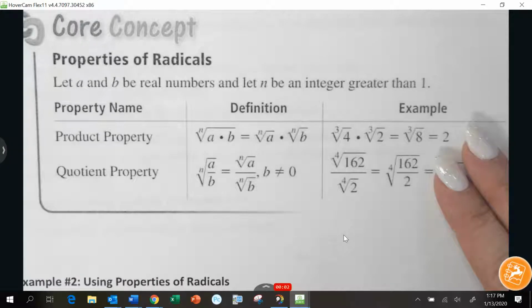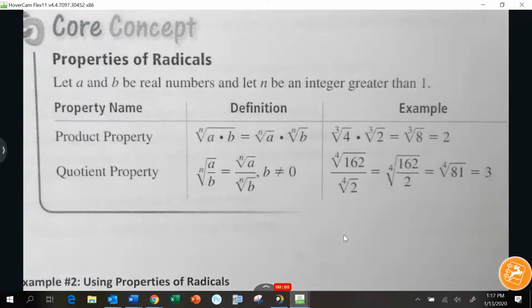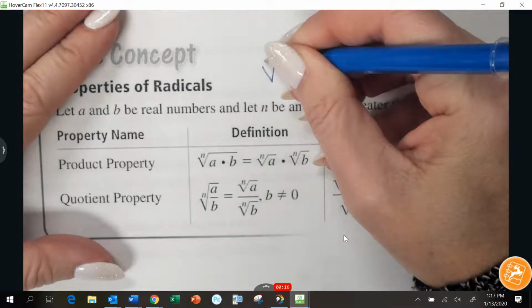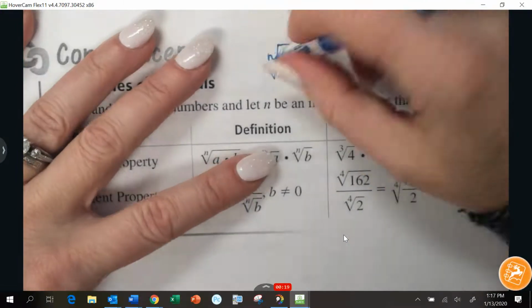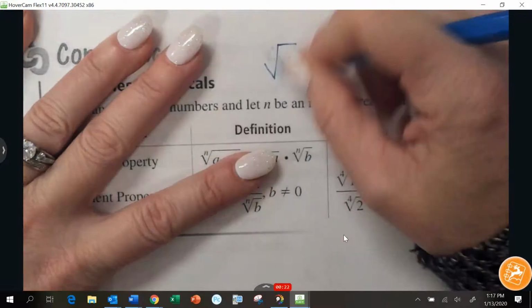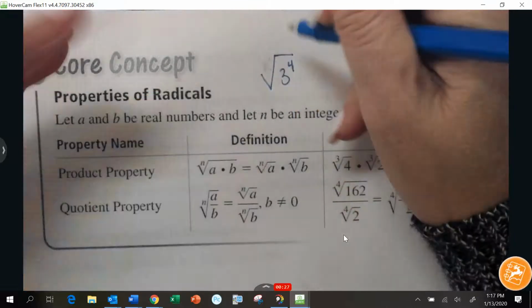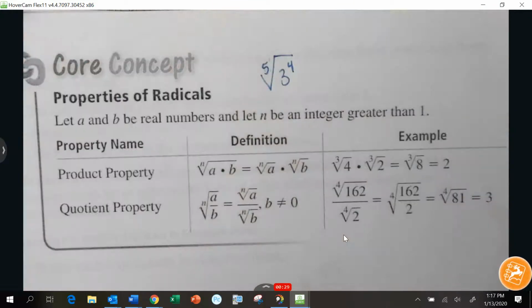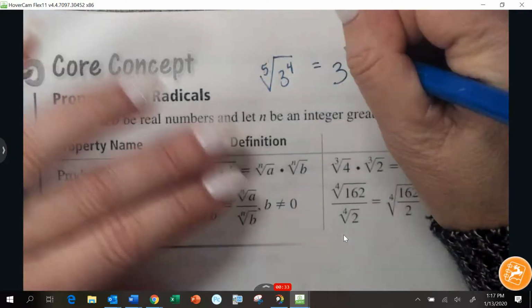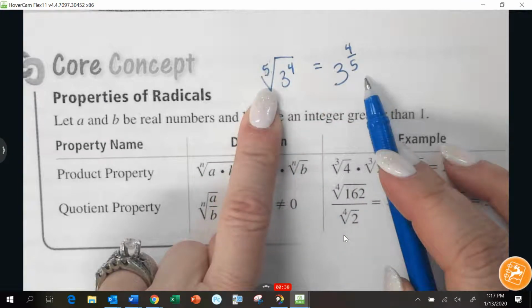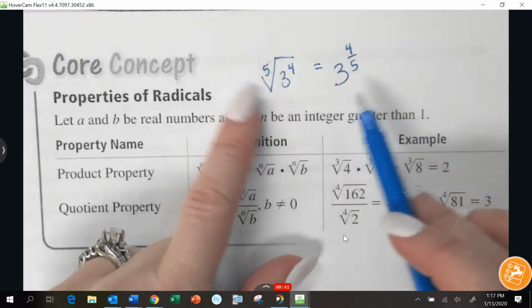Okay, these are radical properties, and radical properties are completely related to exponent properties. Because as we know, if I have something like, I'll put actual numbers in here, 3/4 power, and then I have the 5th root of that, I can rewrite it as power over root. So exponents and radicals are completely related. They are the same thing, just in different formats.